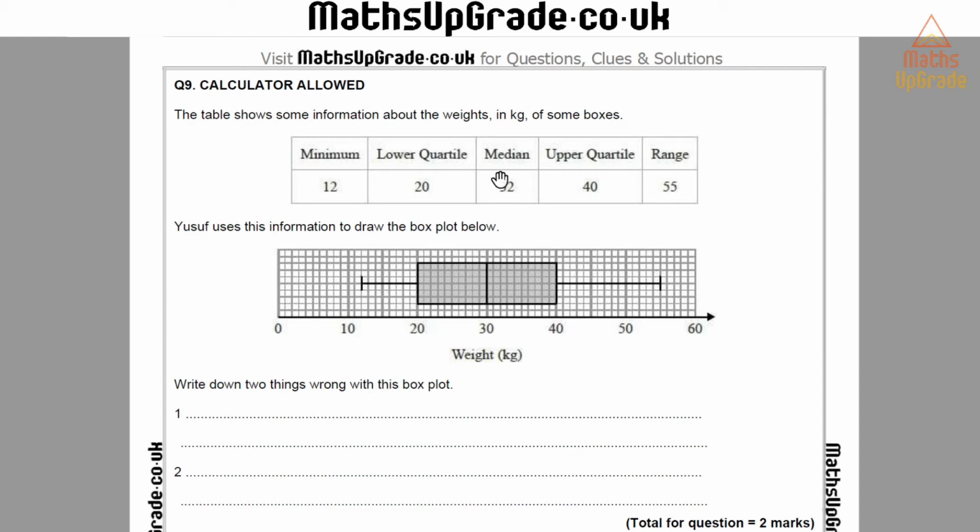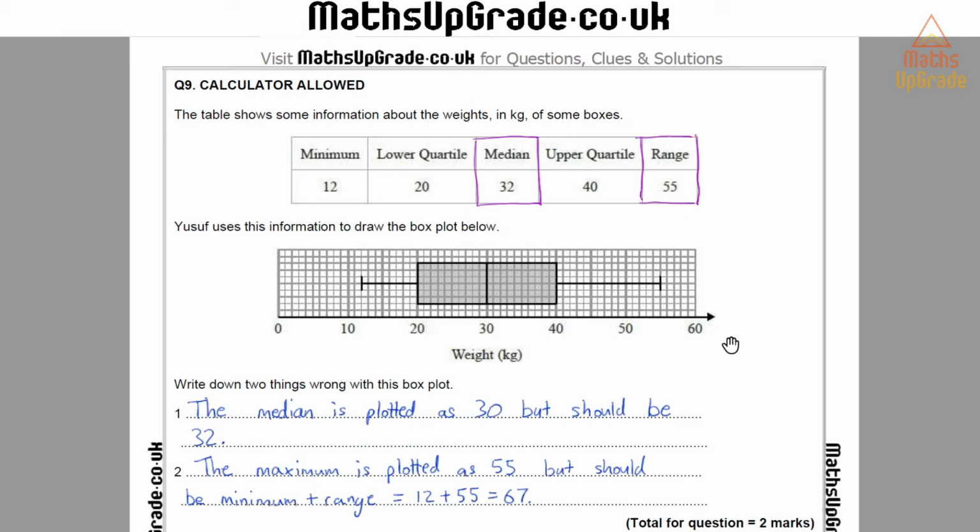Another thing that's wrong is that the maximum is plotted as 55, but from this data here, we know that the maximum is given by the minimum plus the range, and that would be 67. So they've plotted a range here instead of the actual maximum value. The whole question there was worth 2 marks.